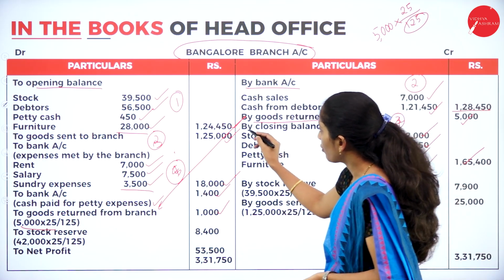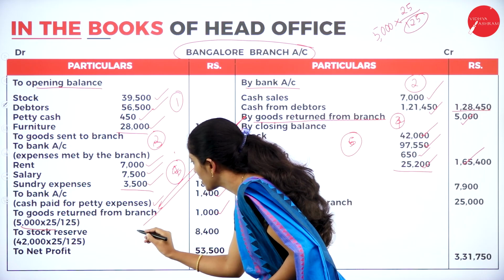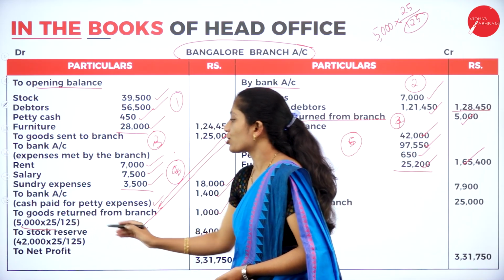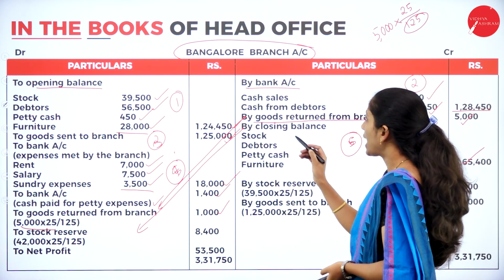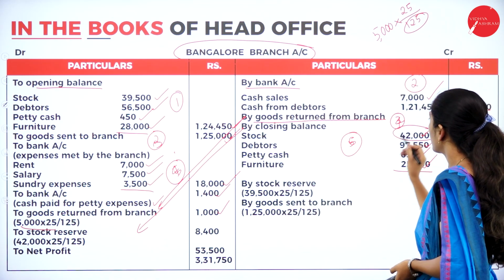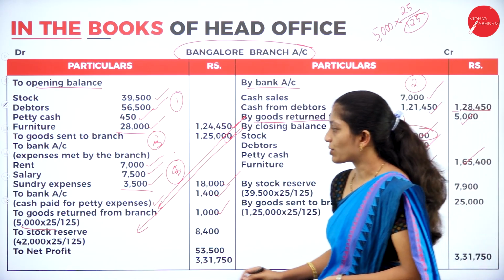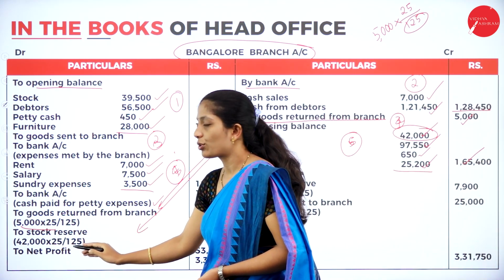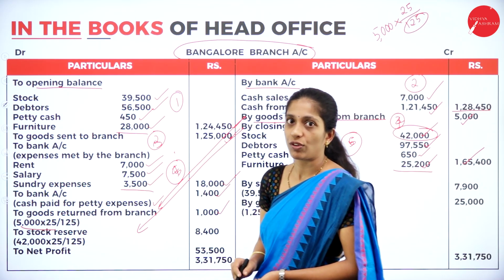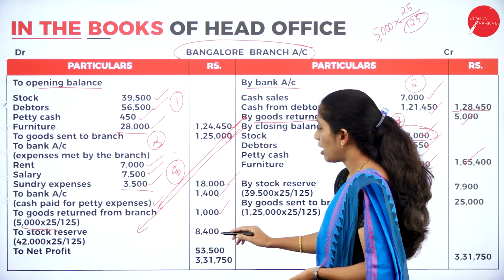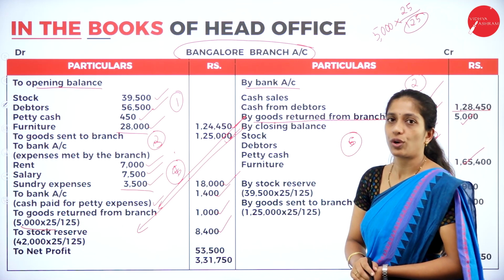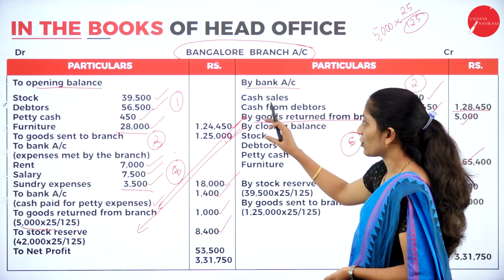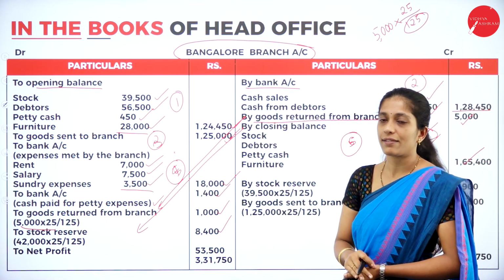In the same way, for closing stock there is also a reverse entry, that is, to stock reserve. So we are going to calculate on closing stock. How much? 42,000. So 42,000 into 25 divided by 125, that is invoice price. How much will you get? 8,400. Hope you are clear with this. For these two, we have to write a reverse entry.